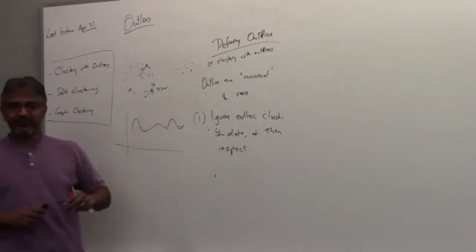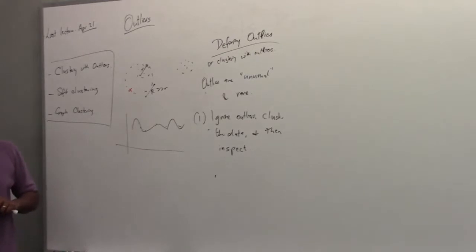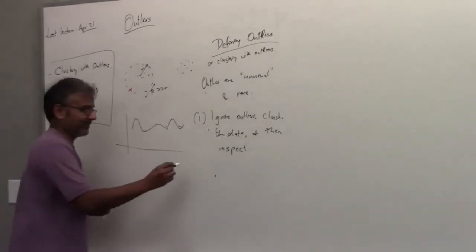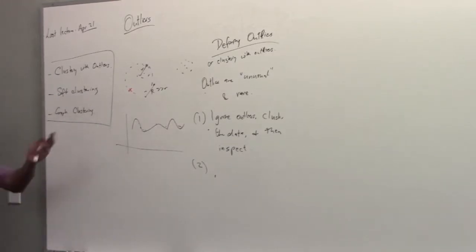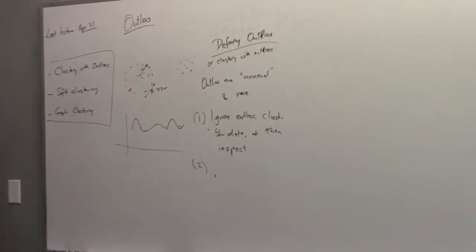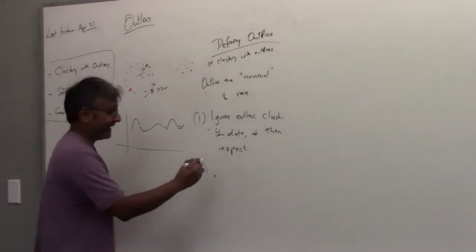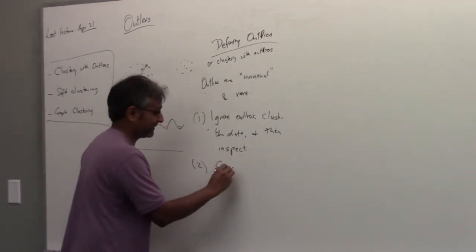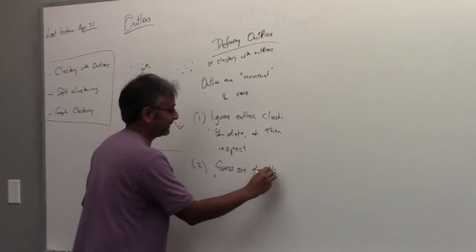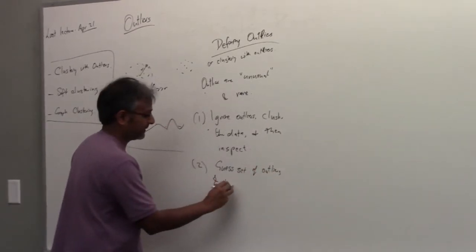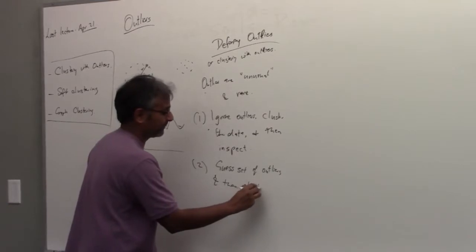If you flip this around, there's another algorithm you could use. So this algorithm basically says cluster first and then look at outliers. The opposite would be to look at outliers first and then cluster. If I told you there were very few outliers, here's what you could do. Guess the set of outliers, and then cluster, after removing them, of course.